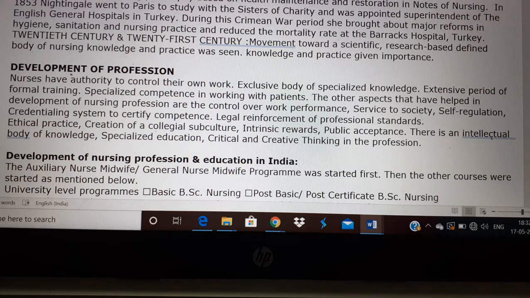Means if you achieve some education, if you achieve professional excellence, if you do certain kind of work, attend workshops, then you are given credentials that you are experienced in those areas of work. And there is also legal reinforcement of professional standards. The government actually provides them authority to conduct these courses. So in India, the Indian Nursing Council is the legal authority which maintains the standard of nursing profession in India.